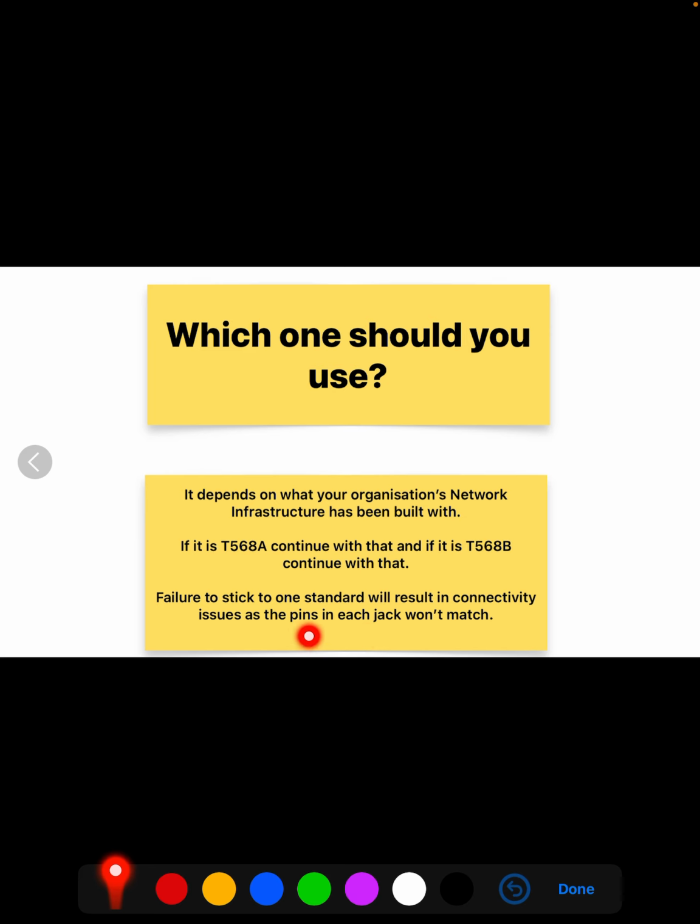If you're mixing and matching the standards, you won't have connectivity because the standards are different, the pins don't match up, and so the data can't be transmitted over the infrastructure. So that's ultimately the answer to the question of which standard to use. It really depends on what your organization has used in the past.